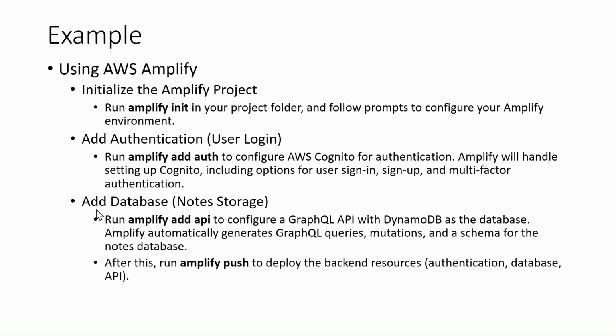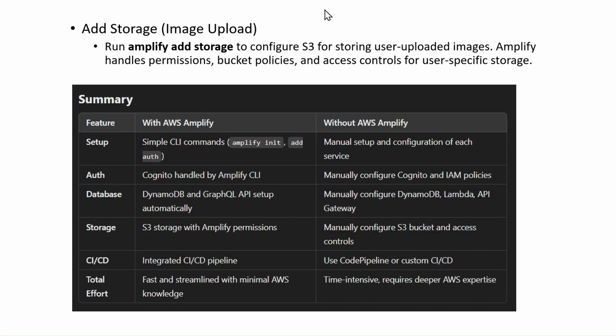Fine. So if you want to have a database for doing the create operation, just run this command, and it will configure a GraphQL API with DynamoDB as the database. Again, this will be taken care of by Amplify itself. After this, run amplify push to deploy the backend resources. Once you have added these features, we need to integrate with backend features, and for that purpose we'll be using the push. And if you want to add your storage, you can go on. Fine.